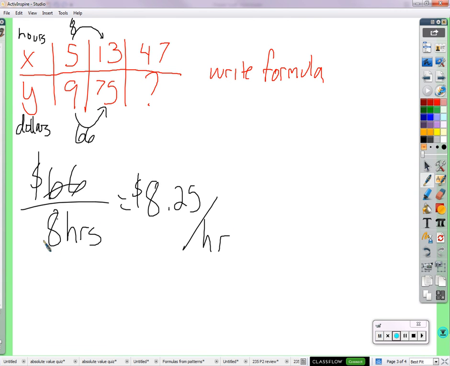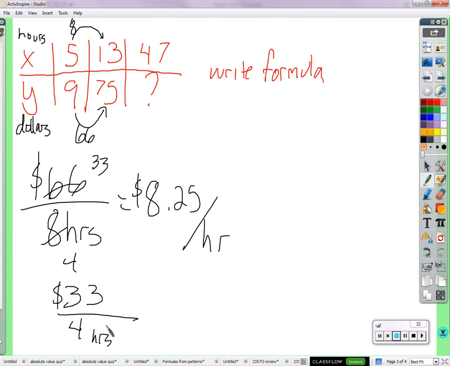Let's divide them both by 2. Divided by 2, we get 33 into 4 hours. That's exactly what Carter just said. $33 every 4 hours. $8.25 per 1 hour, $33 every 4 hours, $66 every 8 hours. It's all the same. $8.25 an hour. $8.25 for 1 hour. All the same.